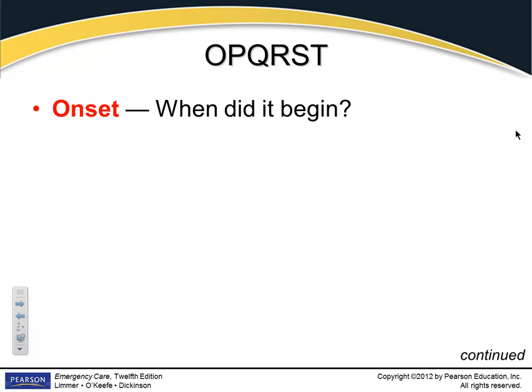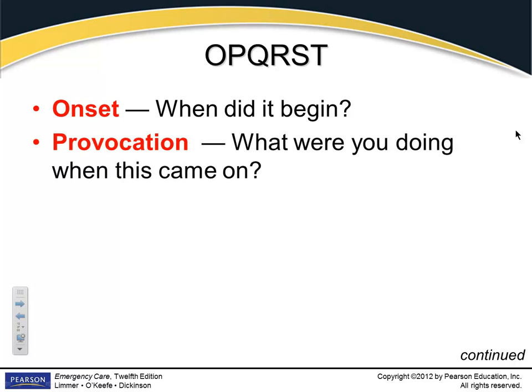Okay. So onset, when did it begin? Provocation, or I mentioned earlier, palliation. Provocation, what were you doing when this started? What do you think caused it? You know, if I'm having chest pain and I was out mowing the lawn, what do you think caused it? I don't know. I was out mowing the lawn and I just started getting chest pain and I couldn't breathe anymore. What do you think caused it, guys?